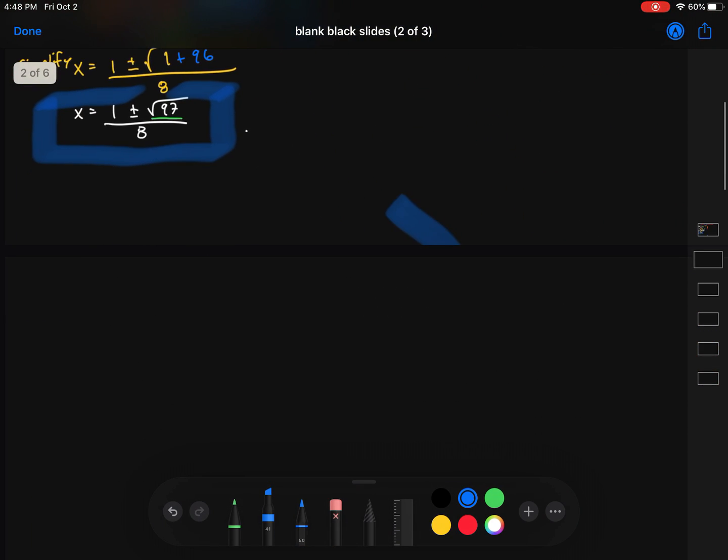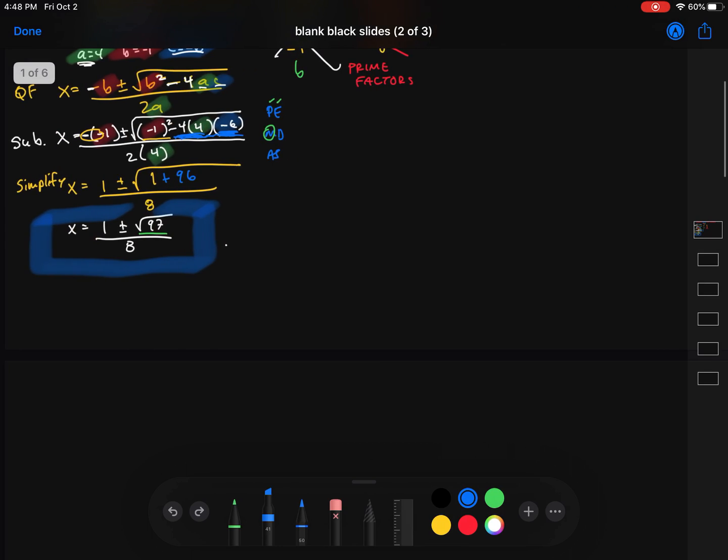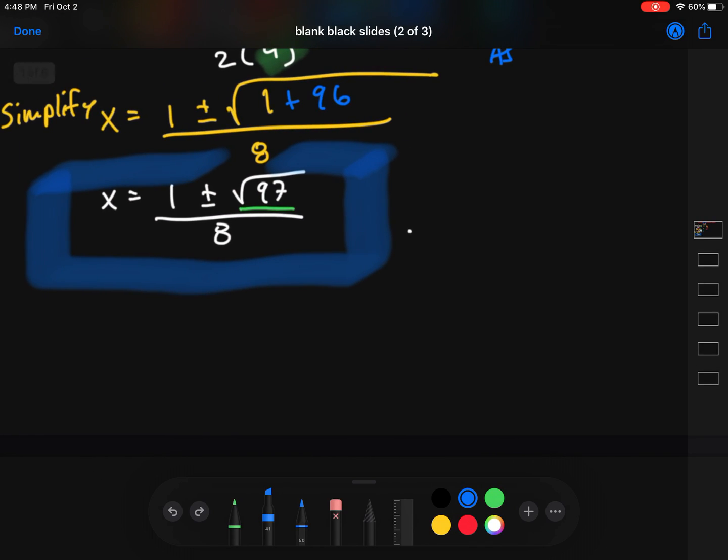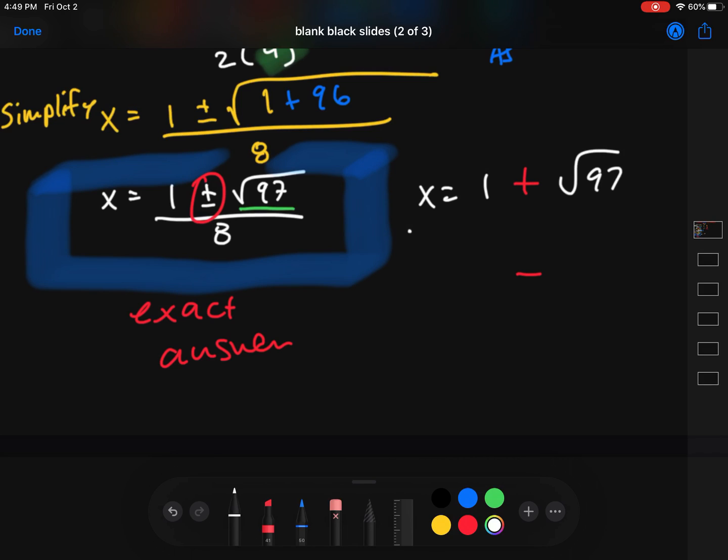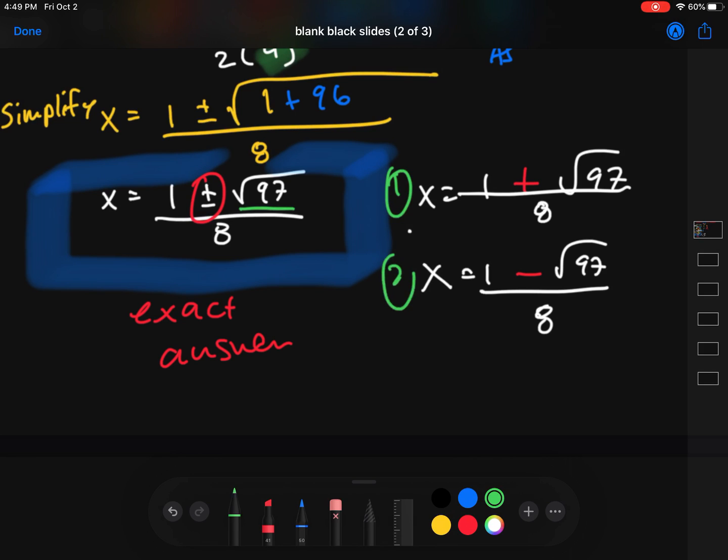Okay, it doesn't ask us to do decimals. But the big idea here is that this is an exact answer. Let's write that. What makes something an exact answer is that it's better than rounding or putting into decimals. Okay, and remember the plus or minus, that just means that you have 2 answers. X equals 1 plus radical 97 over 8, and x equals 1 minus radical 97 over 8. So you'll notice that there's kind of like 2 answers, right? That's why that plus or minus represents 2 answers.